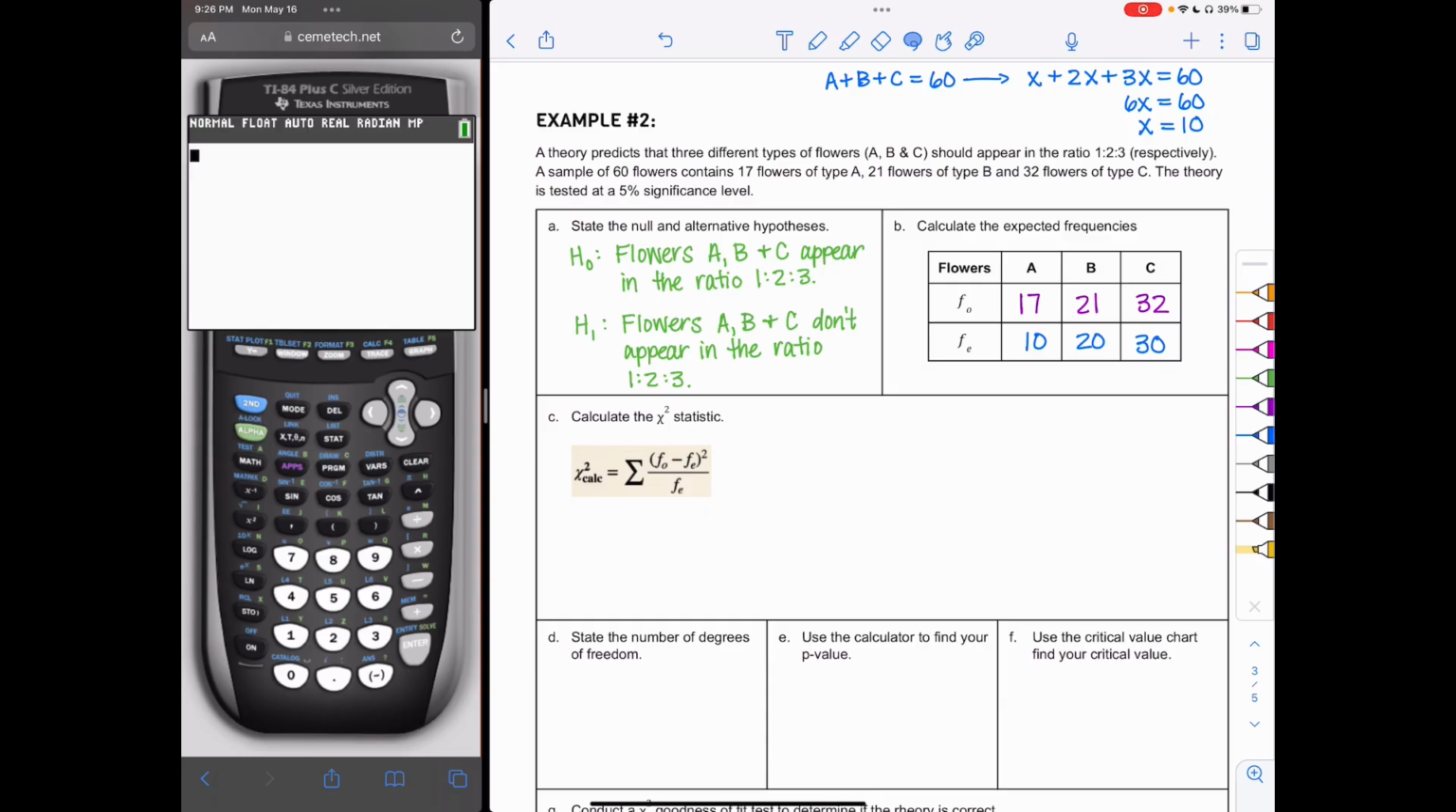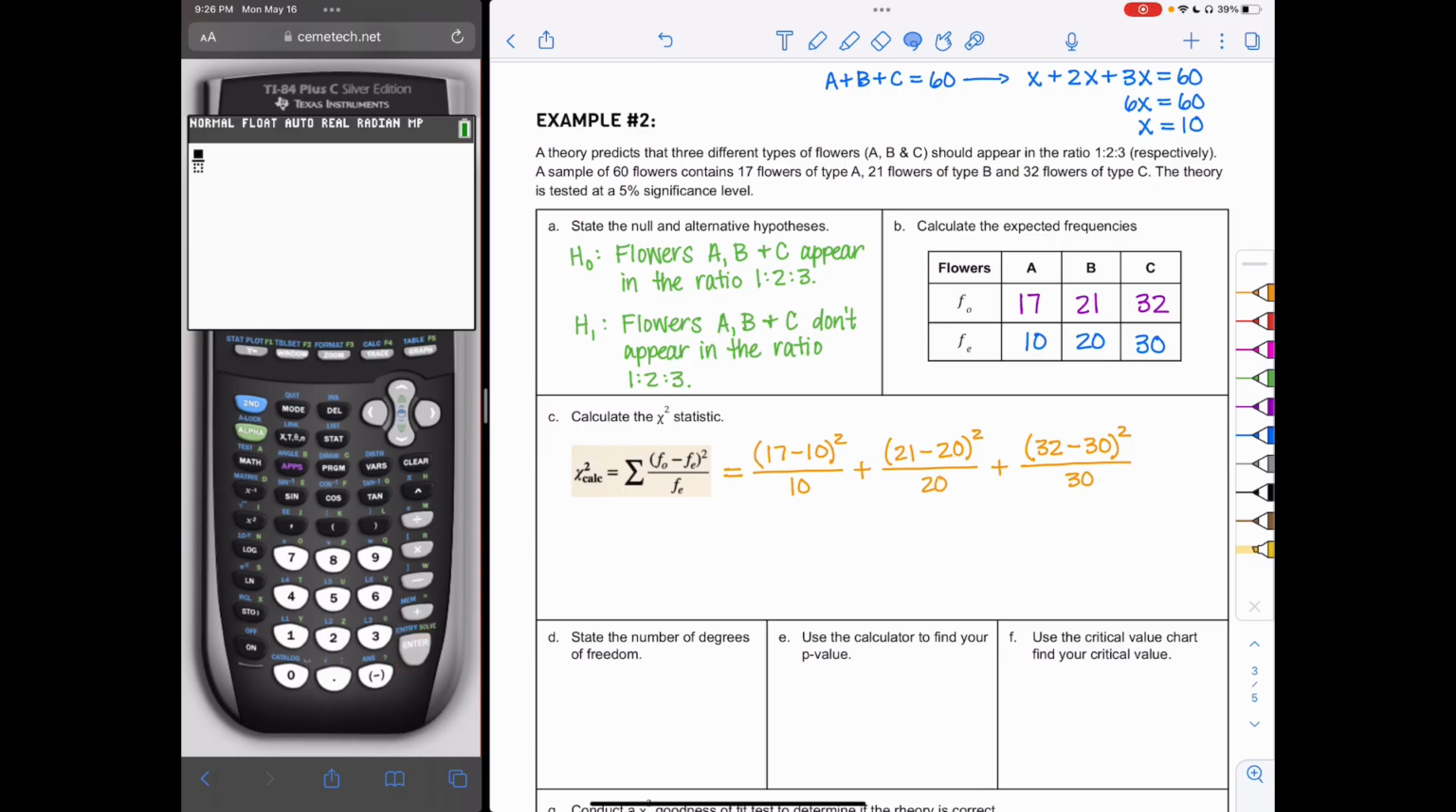So what I'm going to do is take the sum, for each of these flowers A, B, and C, of the squares of their differences divided by the expected frequencies. So I'm going to start off by having 17 minus 10 squared divided by 10, plus 21 minus 20 squared divided by 20, plus 32 minus 30 squared divided by 30. Once I have all of those, I'm going to type that into the calculator.